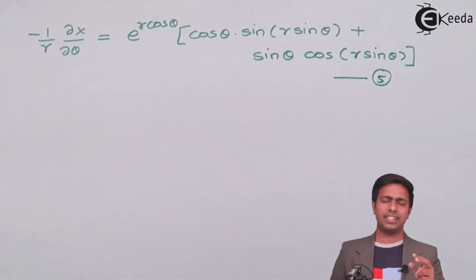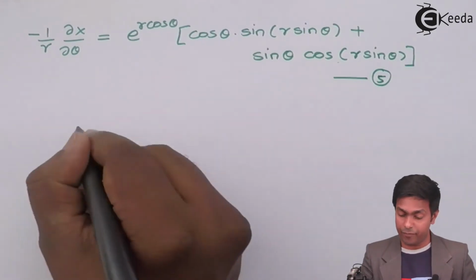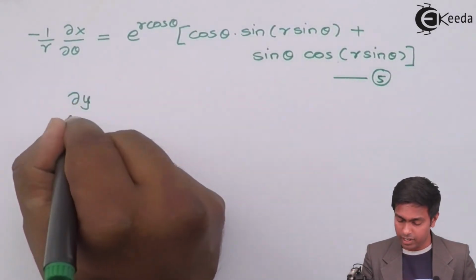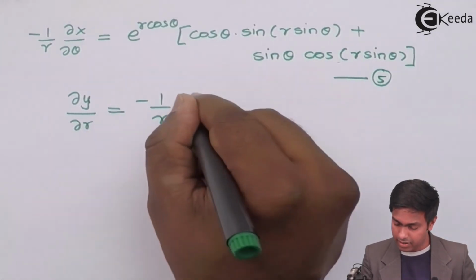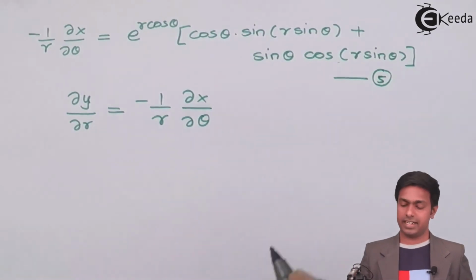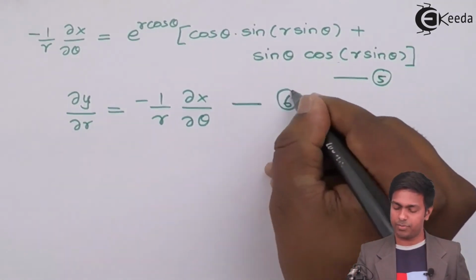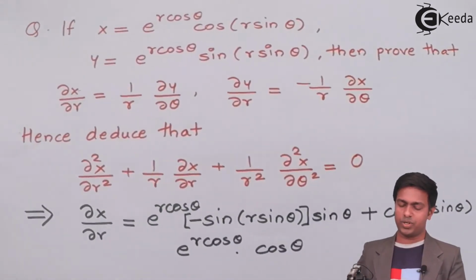So since the right hand side of equation number 4 and 5 is the same, we can say the LHS is the same. Therefore, the value of del y by del r is equal to negative 1 by r del x by del theta. And guys, here we got the next result. So let's call this equation number 6. So it means we have proved these two results.